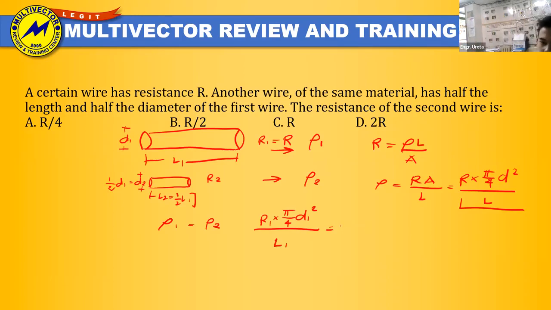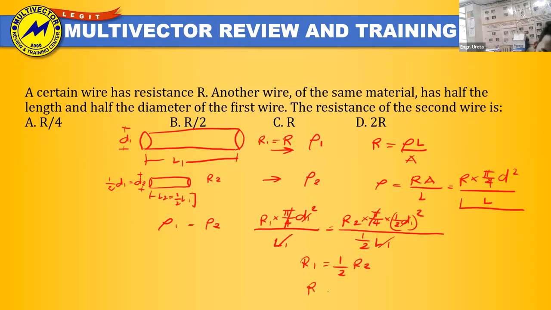But my rho 2 is just equals to R2 times yung area ko, pi over 4 D2 square, but my D2 here is kalahati na lang daw ng D1, over L2. But our L2 is 1/2 L1. So magka-cancel yung pi over 4, yung L1, yung D1 magka-cancel. Kaya ang matitira dito is actually R1 is just equals to 1/2 squared, is 1/4, divided by 1/2, is equals to 1/2. So 1/2 R2.